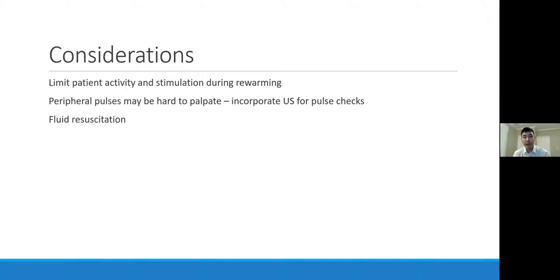Peripheral pulses can be hard to palpate if the patient is very cold, due to the vasoconstriction, so ultrasound can be a good adjunct for pulse checks. Fluid resuscitation is also often necessary because most patients are volume depleted because of cold diuresis, which happens because of hypothermia-induced vasoconstriction that reduces the release of ADH.